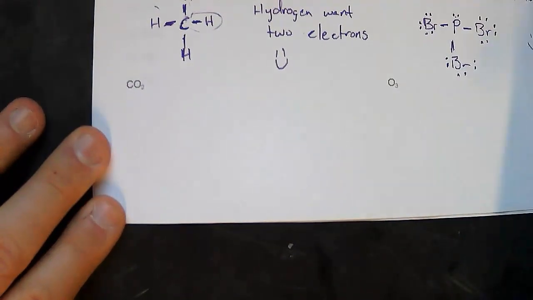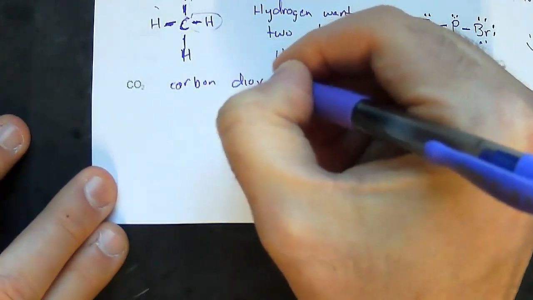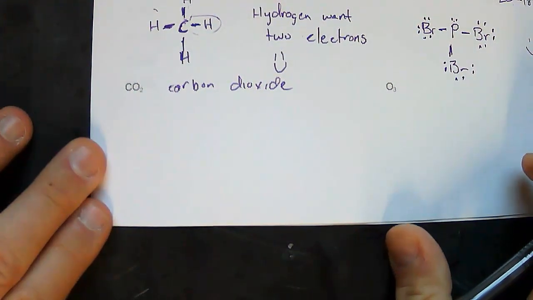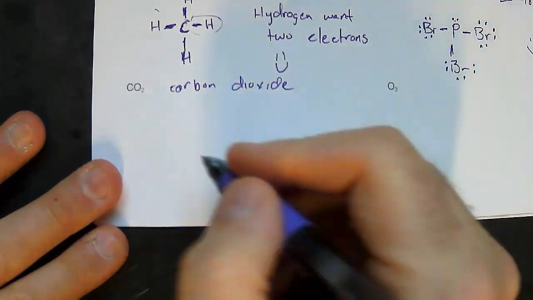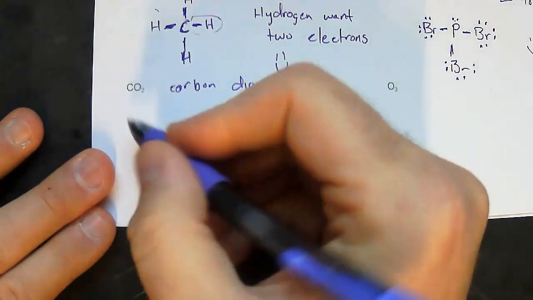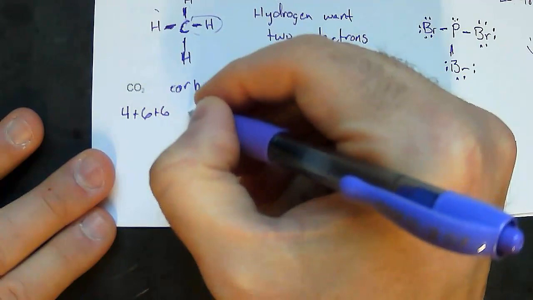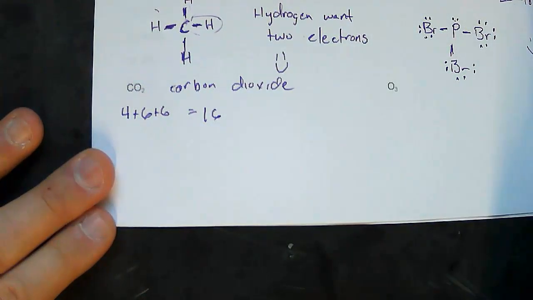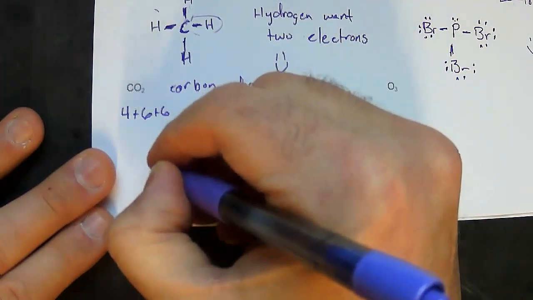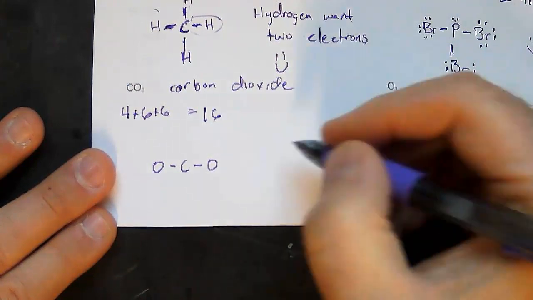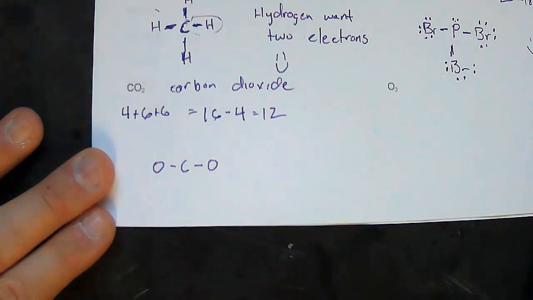Okay. So now this is carbon dioxide. Okay. Again, if we're going to count valence electrons, carbon dioxide has 4 plus 6 plus 6. So that's 16 valence electrons. Okay. So we're going to put carbon in the middle, oxygen on either side here. Okay. And so by doing that, we've used 4, so now we have 12 valence electrons.